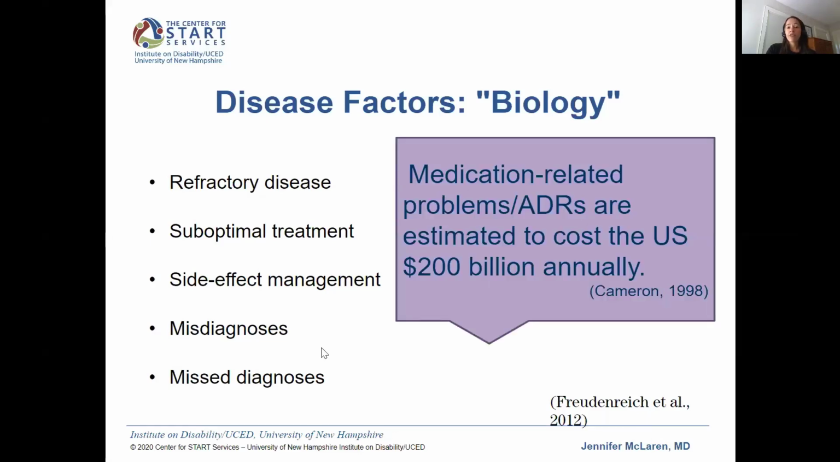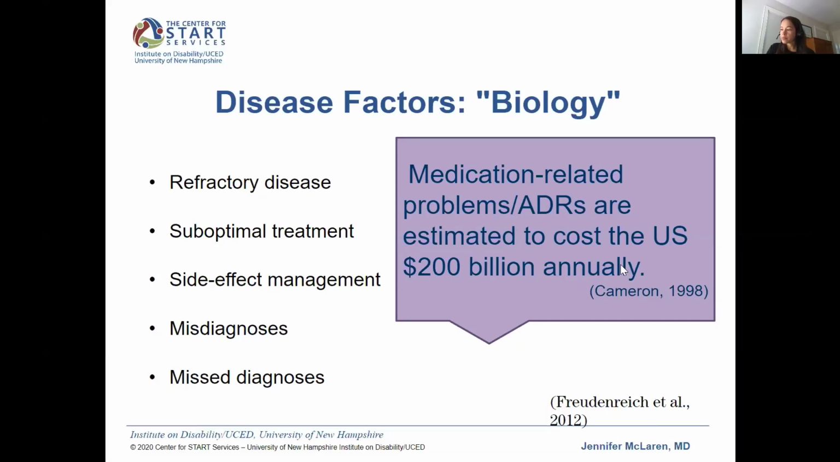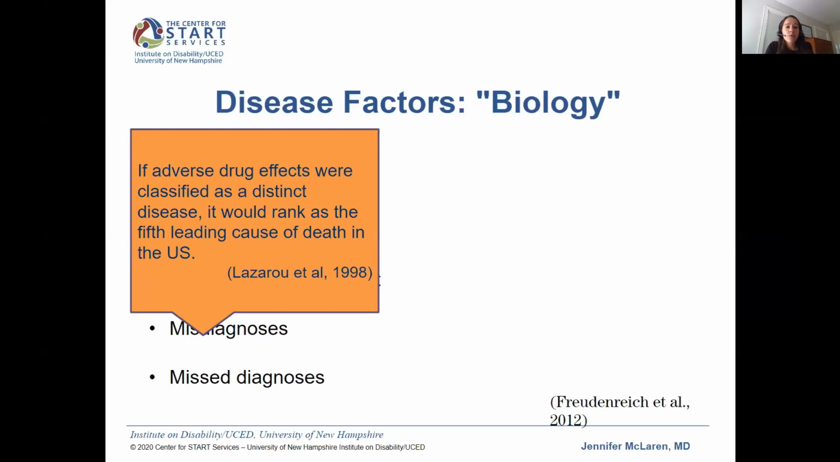I thought this was interesting. Medication-related problems or adverse drug reactions are estimated to cost the United States $200 billion annually. And if adverse drug effects were classified as a distinct disease, it would rank as the 5th leading cause of death in the United States. The 5th leading cause of death because of adverse drug reactions.